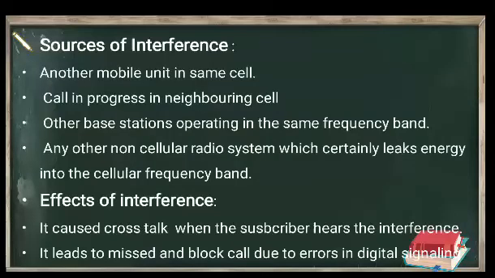Next, these are the sources of interference: the same mobile unit used in the same cell, a call in progress in a neighboring cell, another base station operating in the same frequency band, and any other non-cellular radio system which leaks energy into the cellular frequency band. The effect of this interference is that crosstalk may occur whenever communication is established. Sometimes missed and blocked calls are more due to this interference.